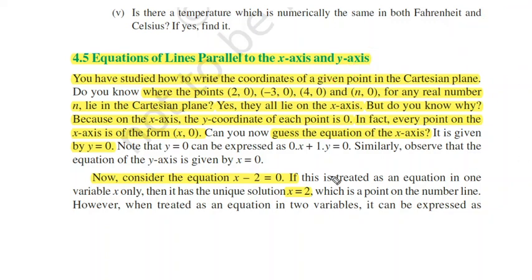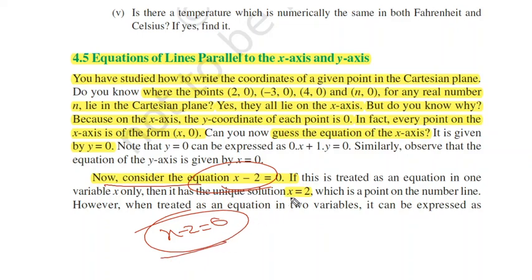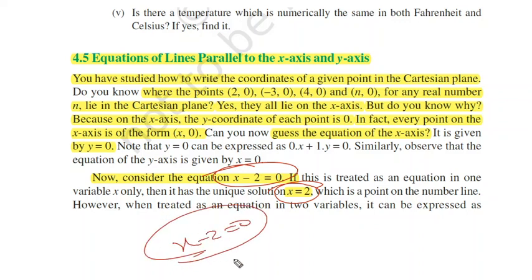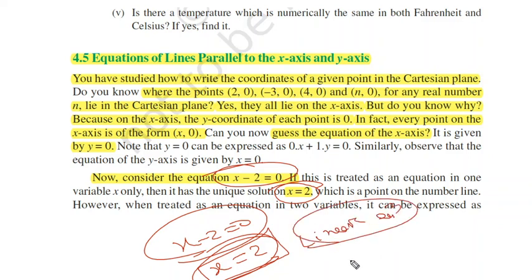Now we'll consider an example: x minus 2 equal to 0. We can solve this equation as x equal to 2. Now what do you see, what type of equation is it? It is a linear equation, and it is a linear equation in one variable.